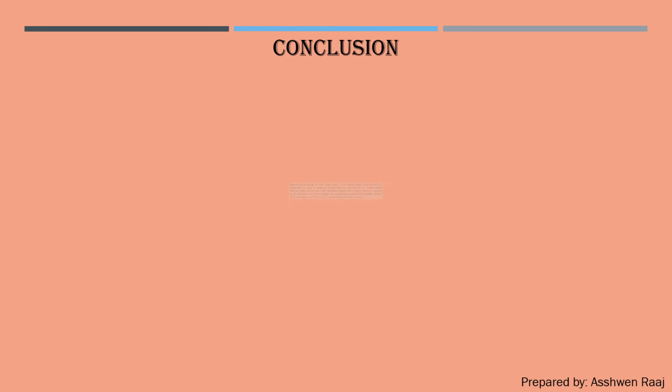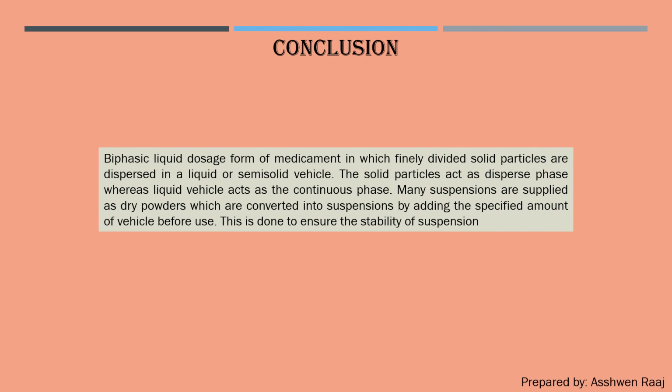In conclusion, a suspension is a biphasic liquid dosage form of medicament in which finely divided solid particles are dispersed in a liquid or semi-solid vehicle. The solid particles act as the dispersed phase, whereas the liquid vehicle acts as the continuous phase. Many suspensions are supplied as dry powder, which are converted into suspensions by adding a specific amount of vehicle before use. This is done to ensure the stability of the suspension.